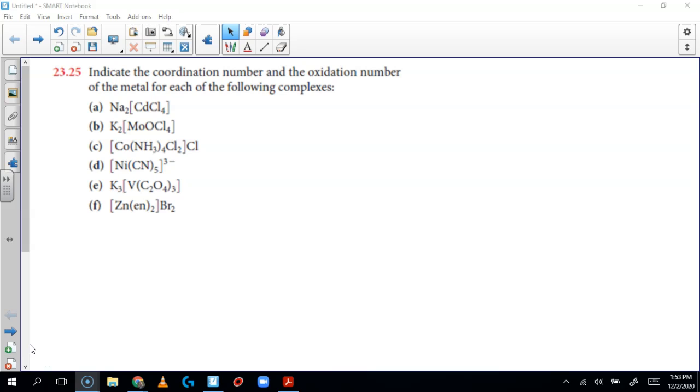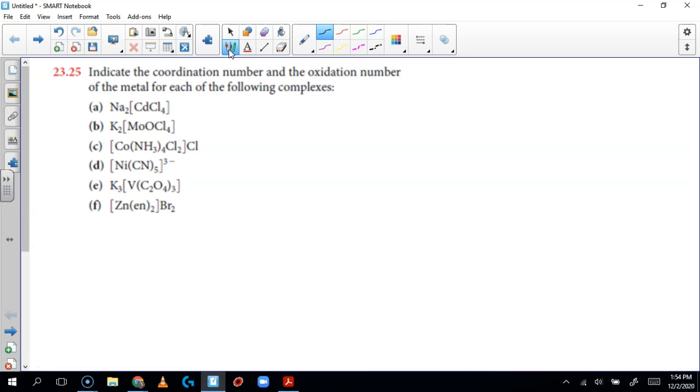Hey everybody, in this video I'm going to go over question 23.25 in Brown-LeMay-Bursten, 13th edition, and this has to do with determining the coordination number and oxidation number for the metal in each of the following complexes. So there's a lot to this in terms of terminology.